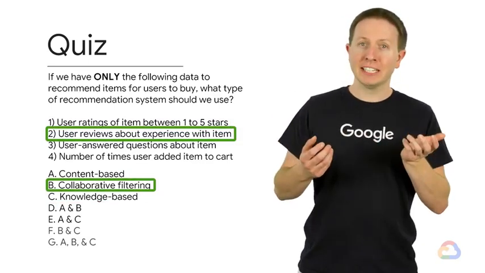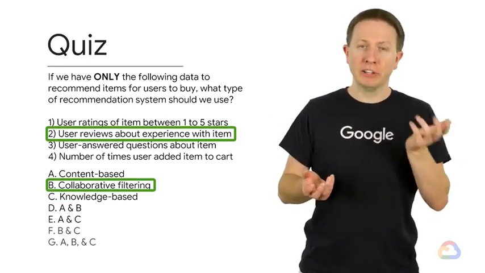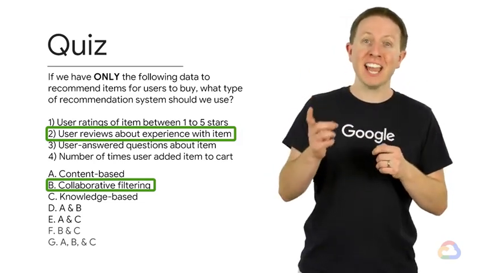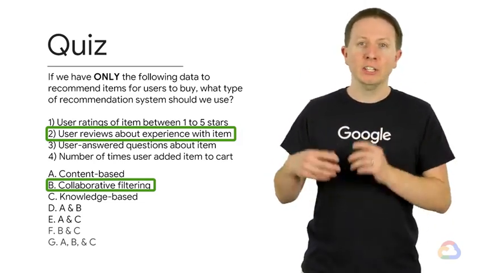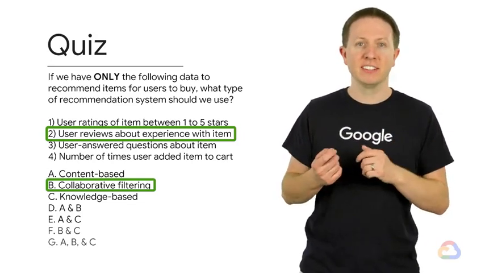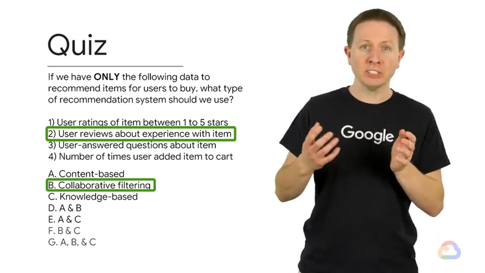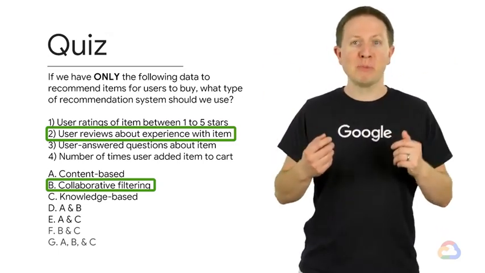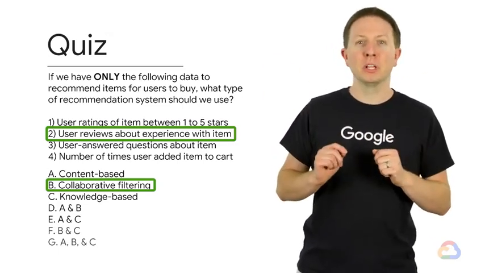Now onto the second dataset, user reviews about experience with item. Well, we might first think, yes, it is text, so we could embed the text and use a content-based recommendation system on that. And because, based on the first dataset needing collaborative filtering, then the answer is, of course, use a hybrid model. We need to stop and think more closely.